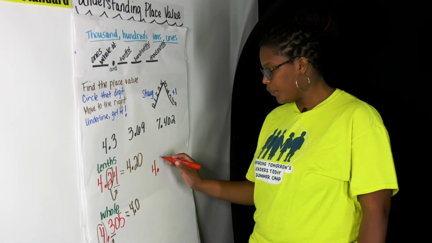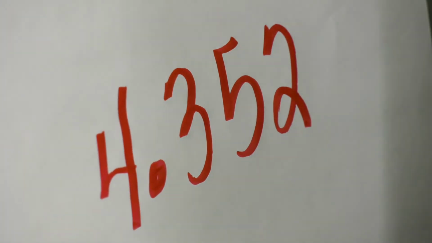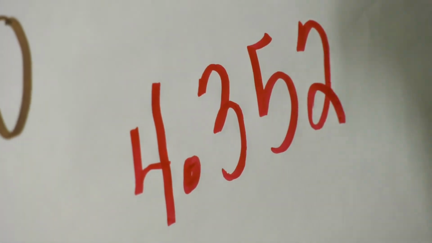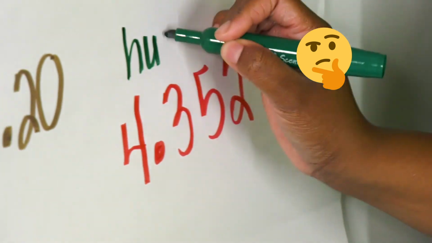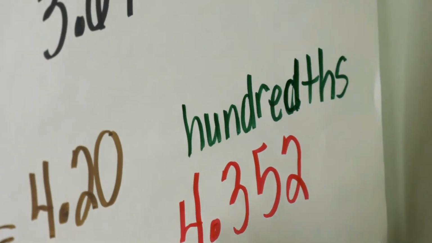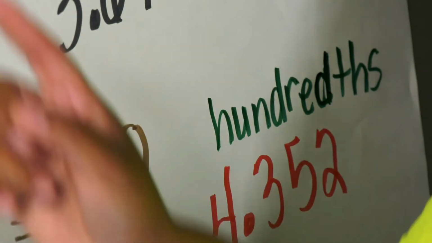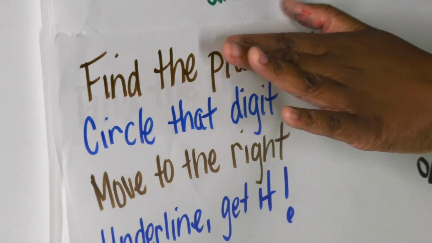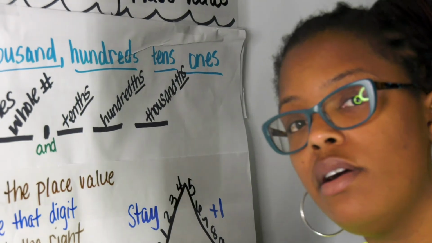4 and 352 thousandths. 4 and 352 thousandths. And we want to round this number to the nearest hundredths place. Okay, we want to round this number to the nearest hundredths place. So I want you to practice that on your own. And remember our 2 strategies. We have our wrap and we have our rounding triangle. Also, we have what our place values look like.